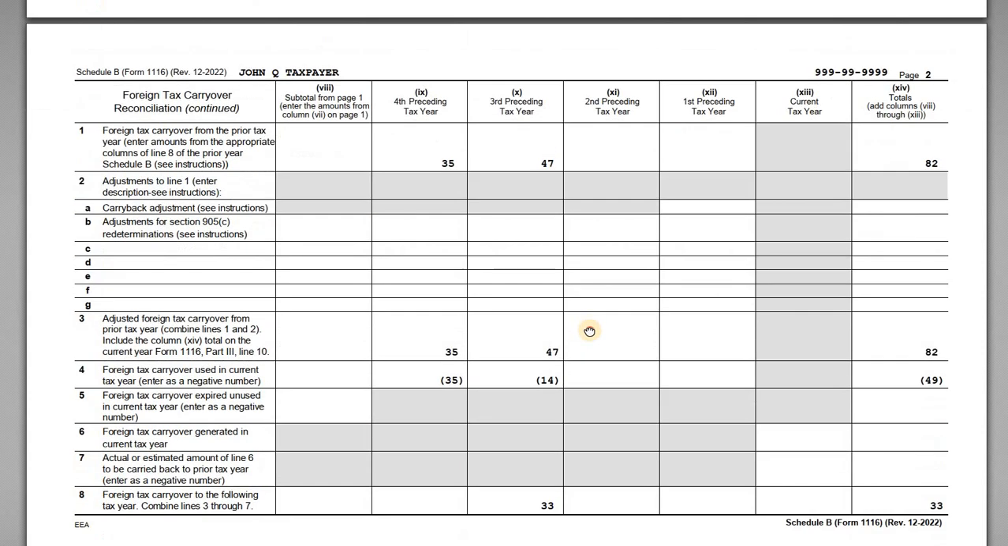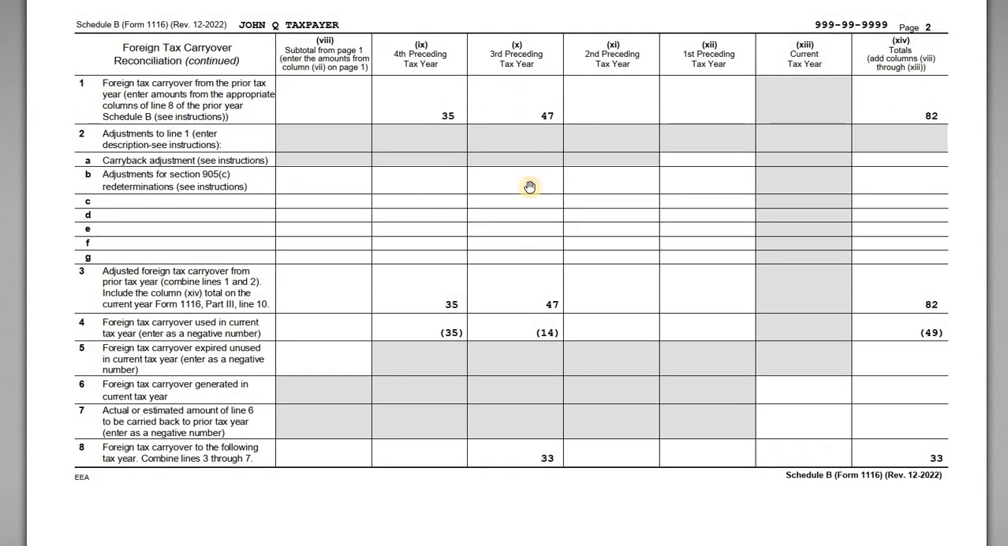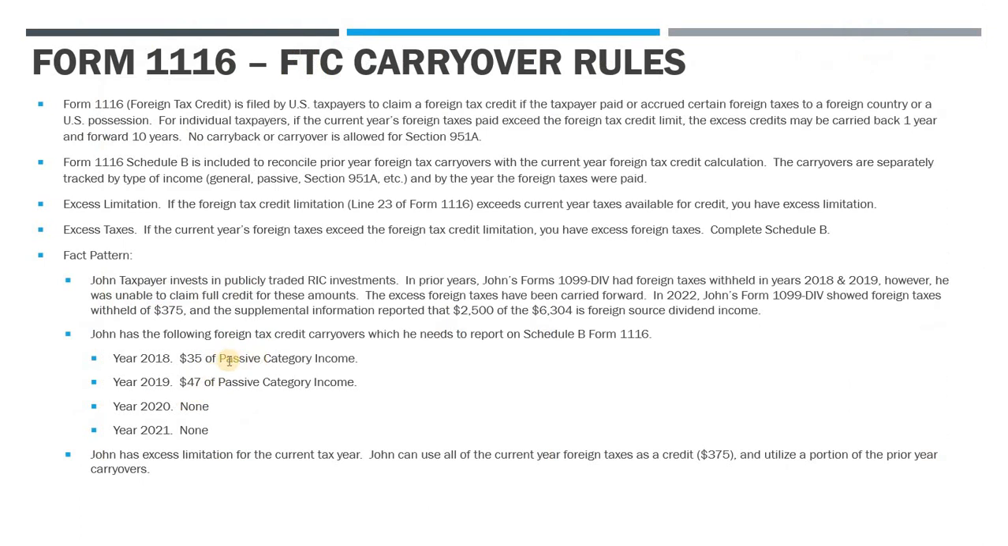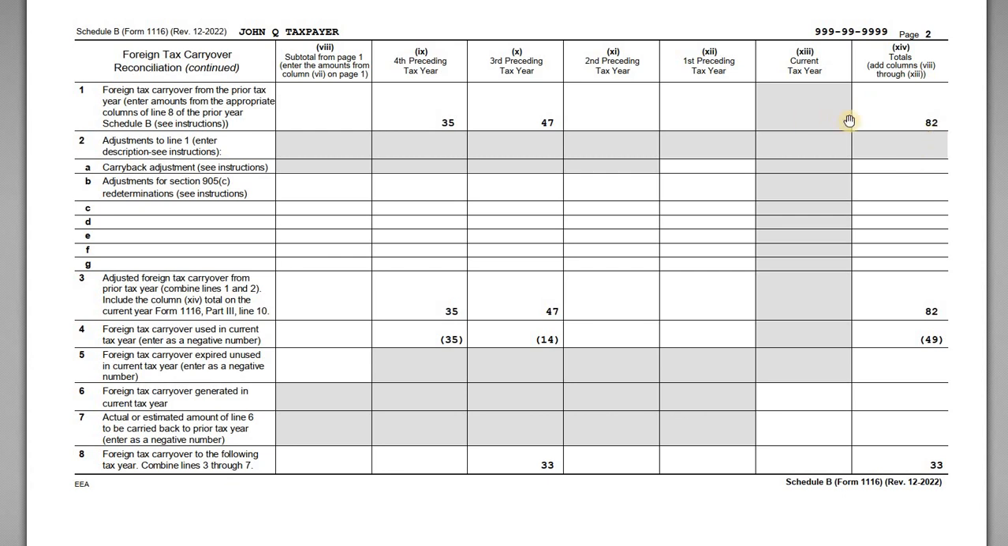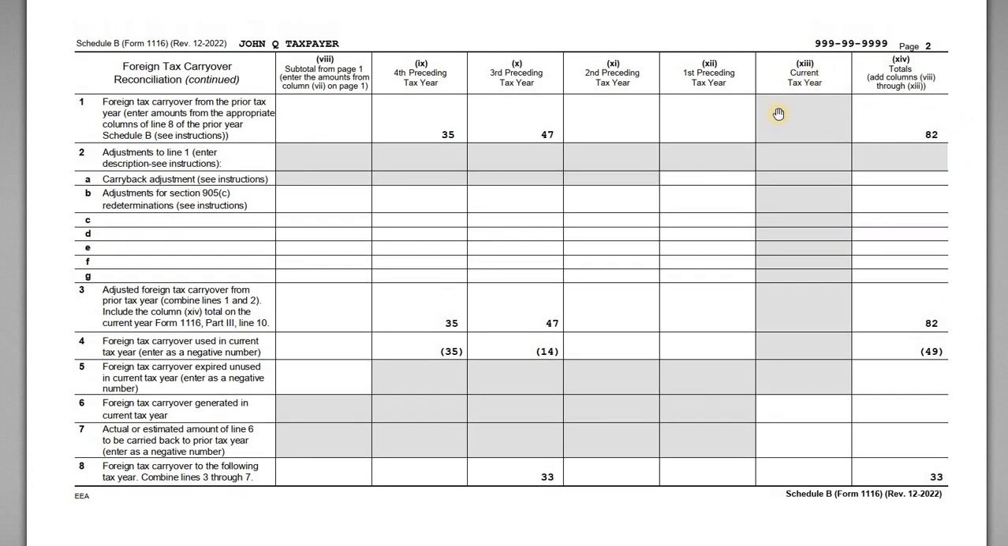If we jump down here really quickly to look at the 4th and 3rd, remember in the fact pattern here, John had taxes that were paid but not utilized in years 2018 and 2019. So if we look at page 2 of the FTC reconciliation, again, I'm just starting on the columns here. I'll get through lines 1 through 8 later. But the current year here is 2022, right?